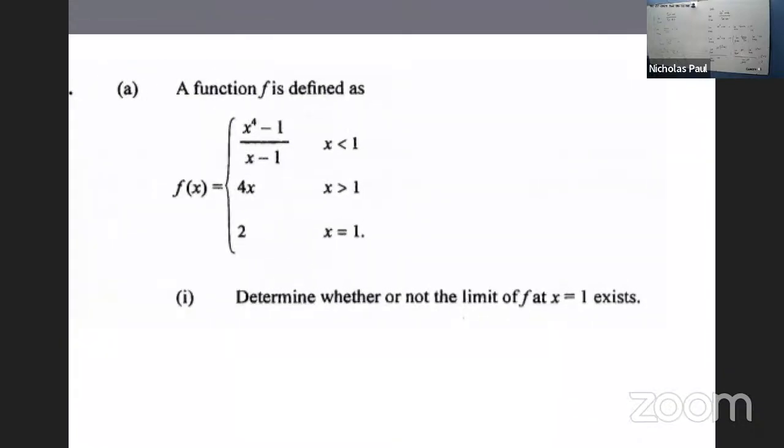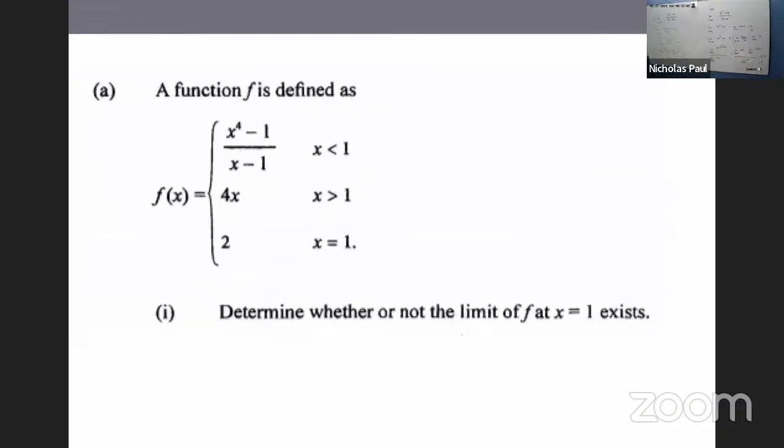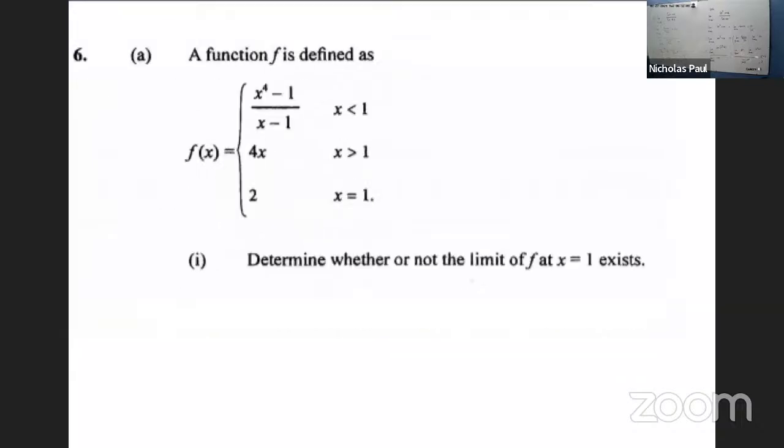This one already? Yes, sir. Now, let's go again. Let's try this next one here. Determine whether or not the limit at x equal to 1 exists. This is on the sheet. This is on the PDF I sent you.